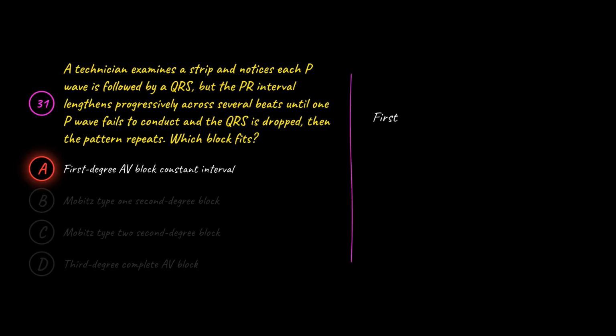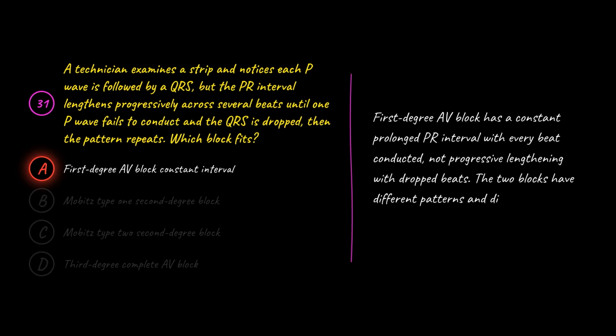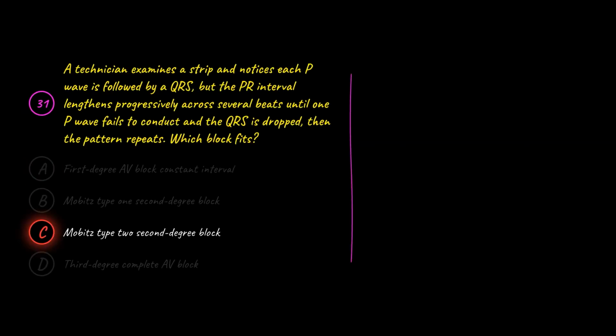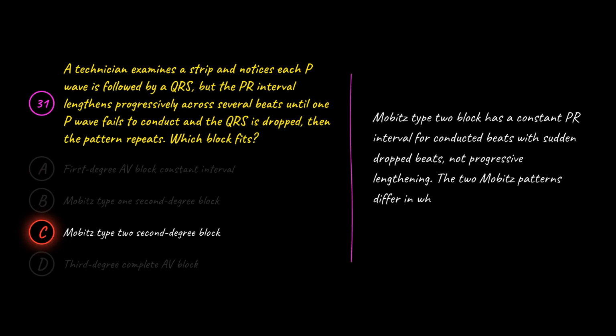A is wrong because first degree AV block has a constant prolonged PR interval with every beat conducted, not progressive lengthening with dropped beats. The two blocks have different patterns and different prognoses. C is wrong because Mobitz type 2 block has a constant PR interval for conducted beats with sudden dropped beats, not progressive lengthening. The two Mobitz patterns differ in whether the PR varies before the drop.